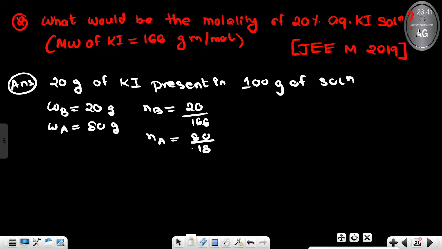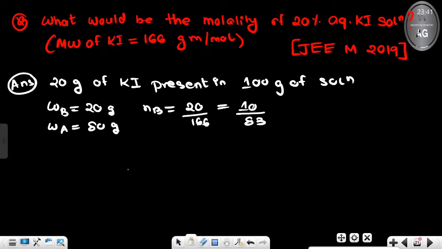What I have to find is molality. So I don't need the NA part because mole fraction they are not asking. So NA part is not needed, but NB part will be needed anyway. Fine. Can I simplify this? Yes, I can. So it is going to be 10 by 83.